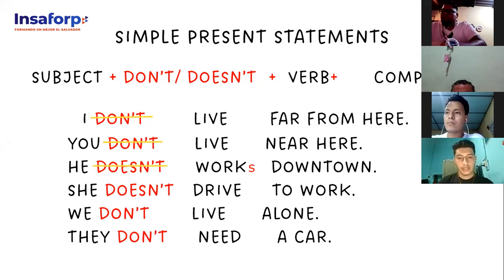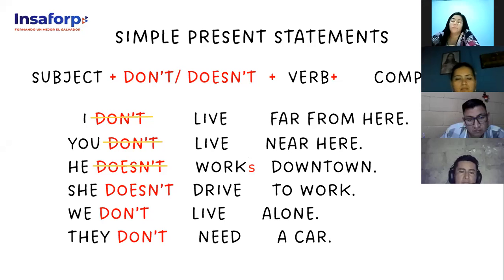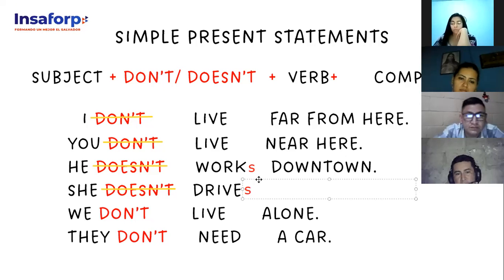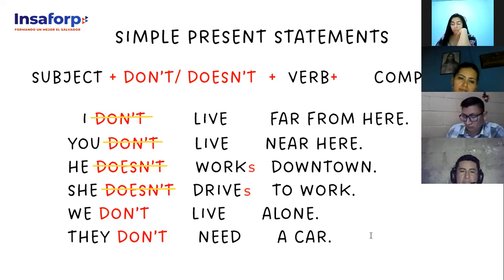Joaquin, can you try? She drive to work. Is that okay, class, or are we missing something? Yes, that is third person. She drives to work. Excellent. Marvin, go ahead, continue.